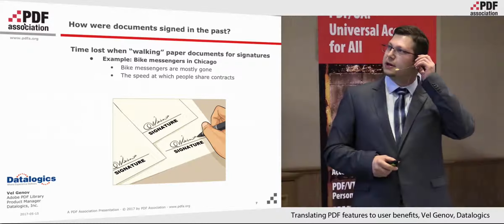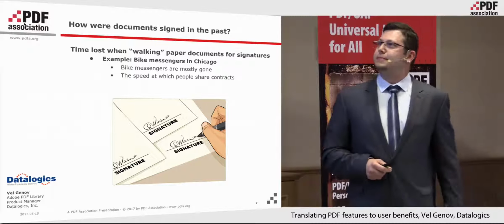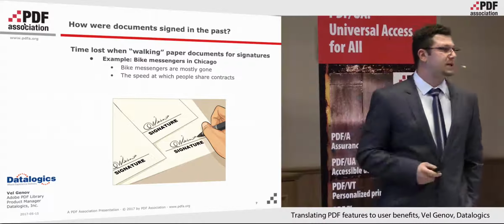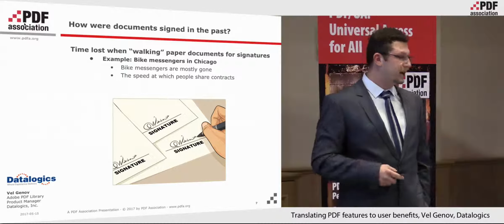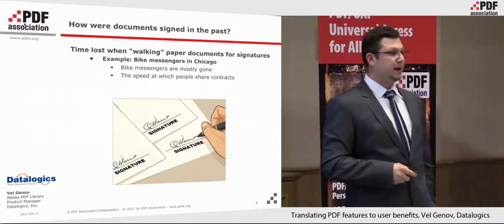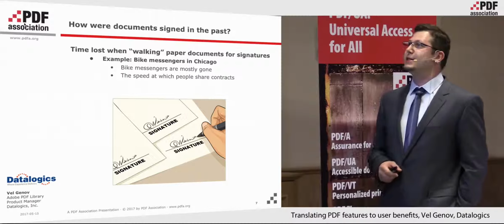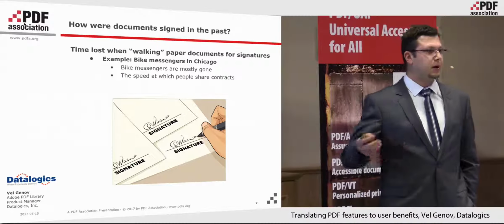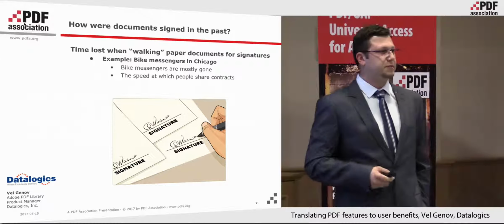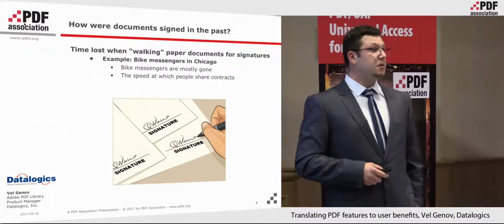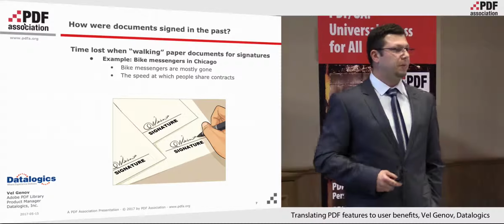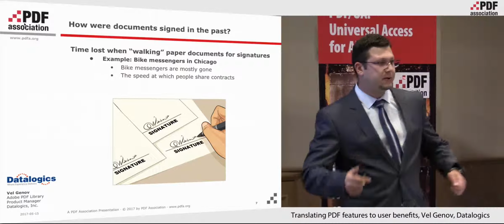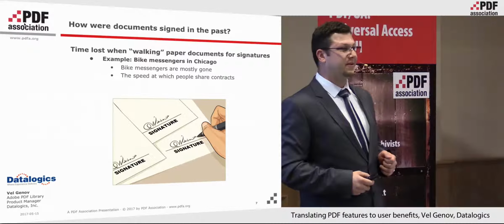Now let's take a look at signatures here. How were documents signed in the past, before PDF existed, before other electronic ways of signing documents existed? Well, documents have to be walked from place to place. Imagine you work in an office. That office spans multiple floors, and you need one document to be signed by multiple people. You would give the document to your mail person, then they would send it off to the other floor, and they would get it signed.